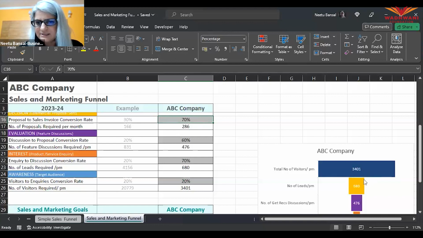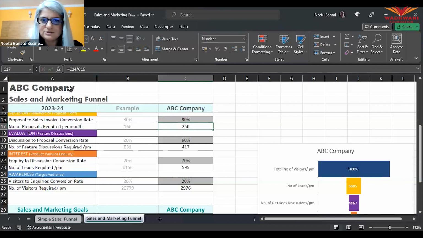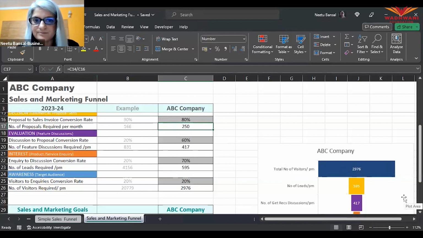So remember that your current visitors is 3,400. And here, if you make it from 70 to 80%, your number of visitors per month, just by improving that one person over here, from 3,400 has become 2,976. It's reduced by nearly about 400 counts. Okay, so this way you can actually go to each stage and see.